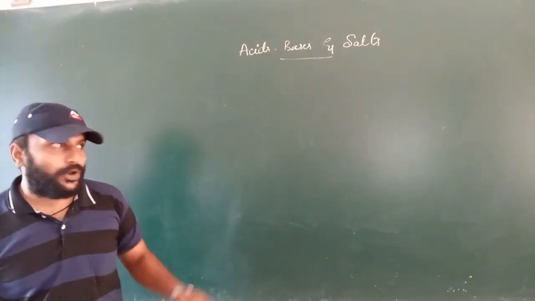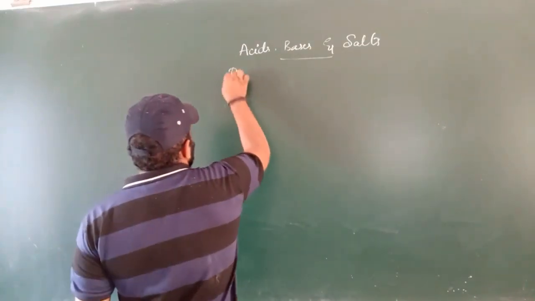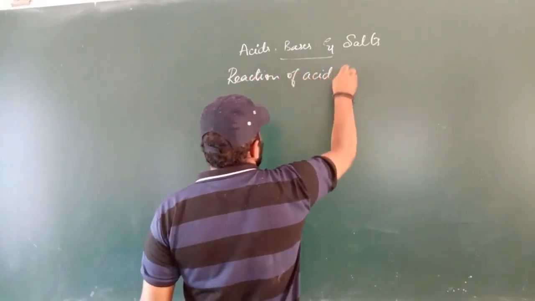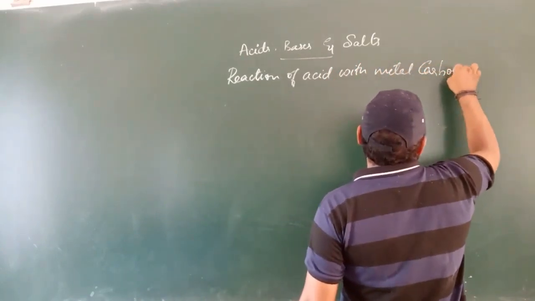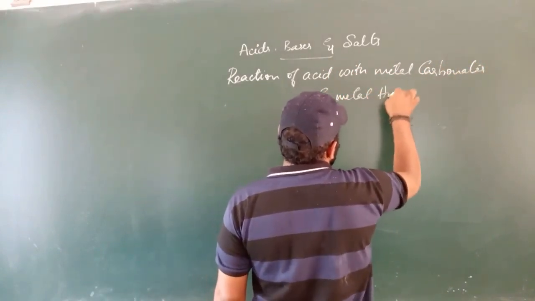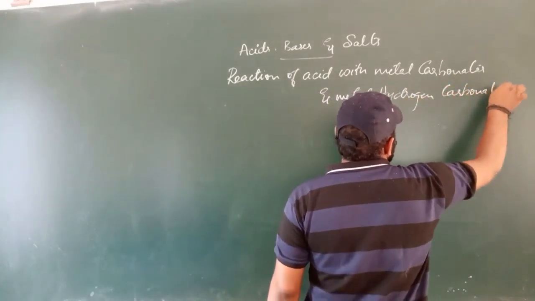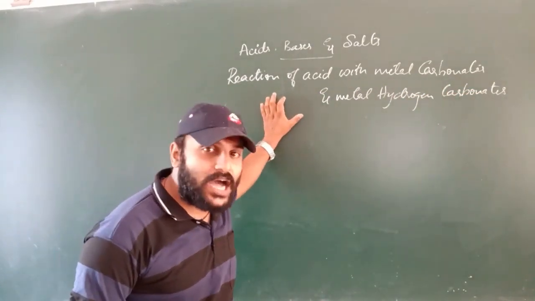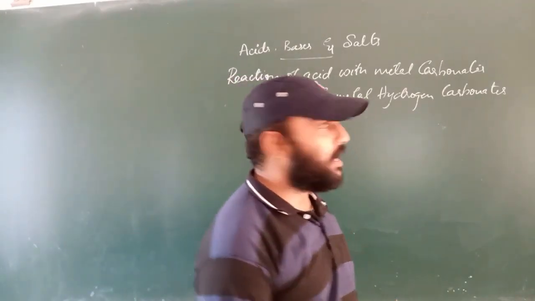Next one, we came to know the reaction of an acid with a metal. Next thing what we will do, reaction of acid with metal carbonates and metal hydrogen carbonates. So here what we will do, reaction of acid with the metal carbonates and metal hydrogen carbonates. So we require a metal carbonate and a metal hydrogen carbonate.